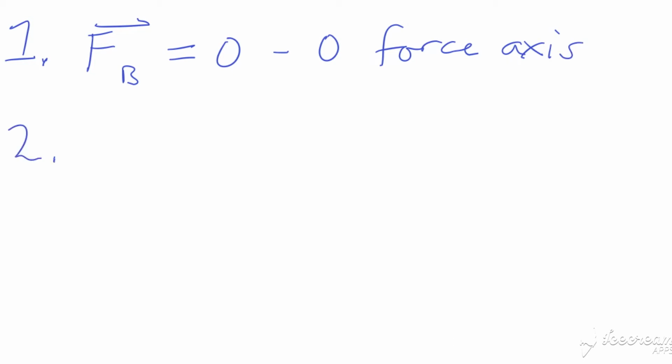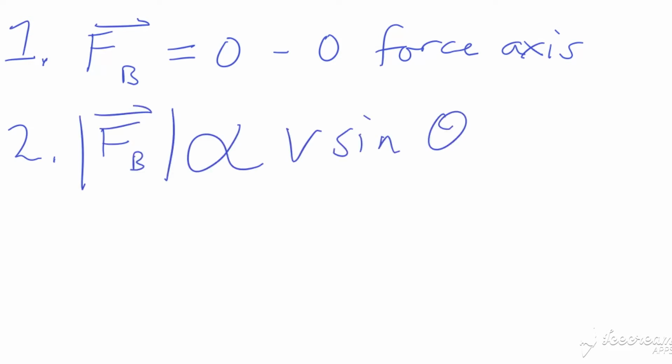The second thing we would find is that for all other directions of the velocity v, the magnitude of this magnetic force, F sub B, is directly proportional to v sine theta, where theta is the angle between the zero force axis and the velocity vector v. And the last thing we'd find is that the direction of the magnetic force is always perpendicular to the direction of the velocity vector v.